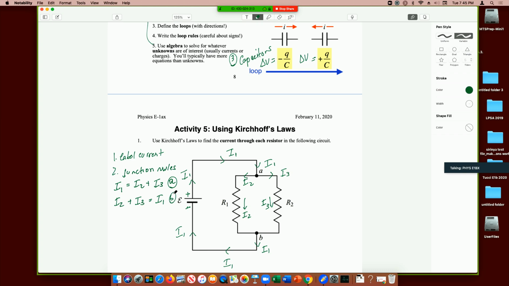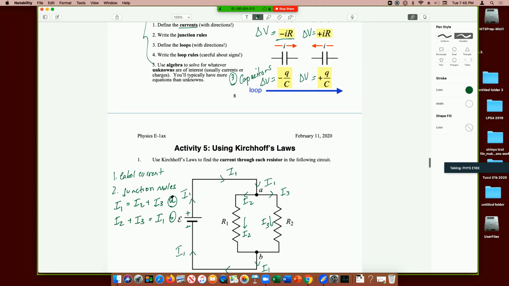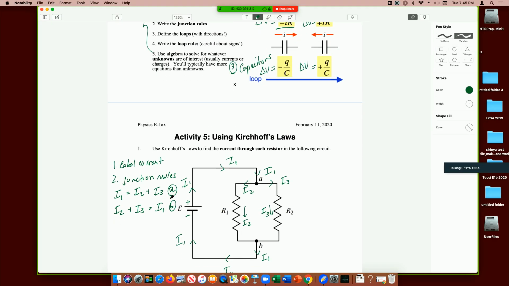Those are clearly redundant, so I really don't need both. They're the same equation. That won't always be the case though. If you have a more complicated situation, you might have multiple junction rules where the equations are actually numerically different. Step three is define the loops with directions. So define loops.